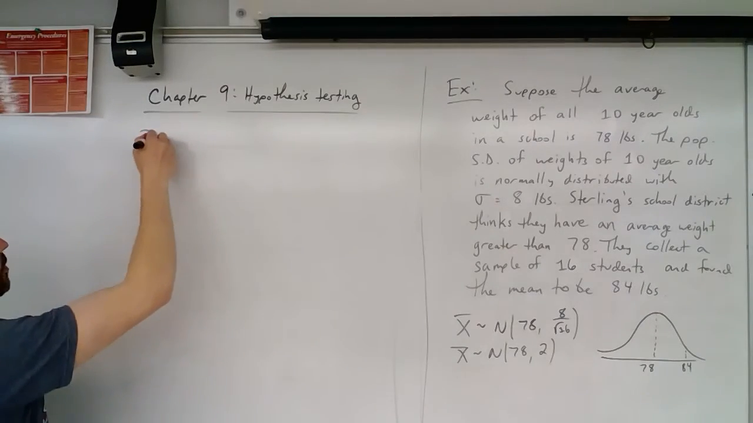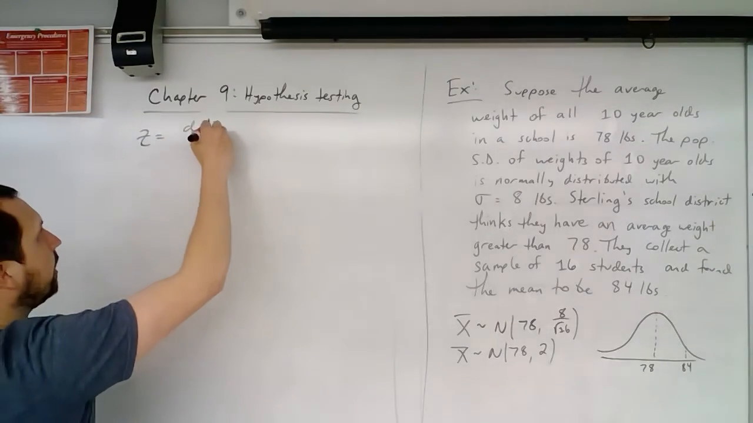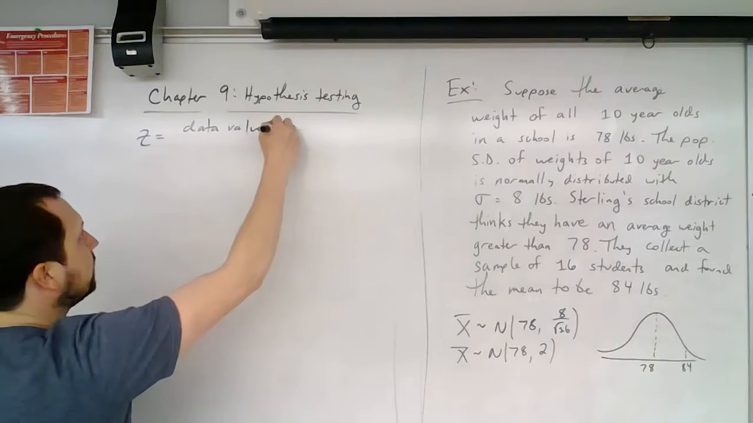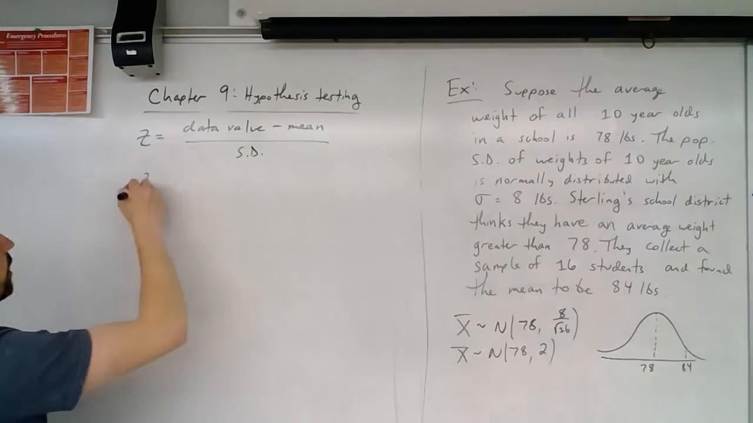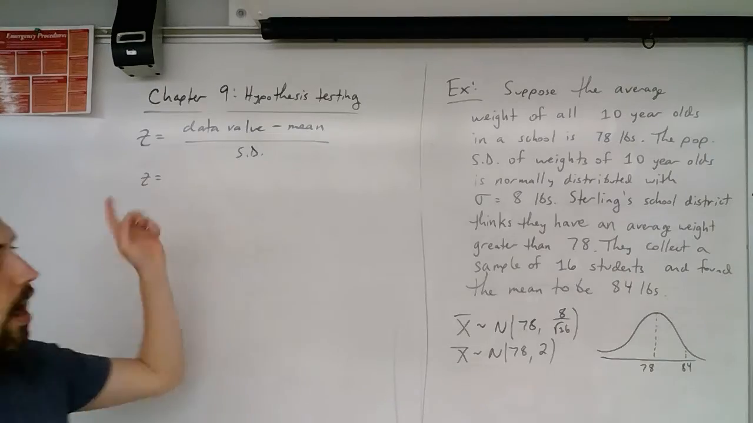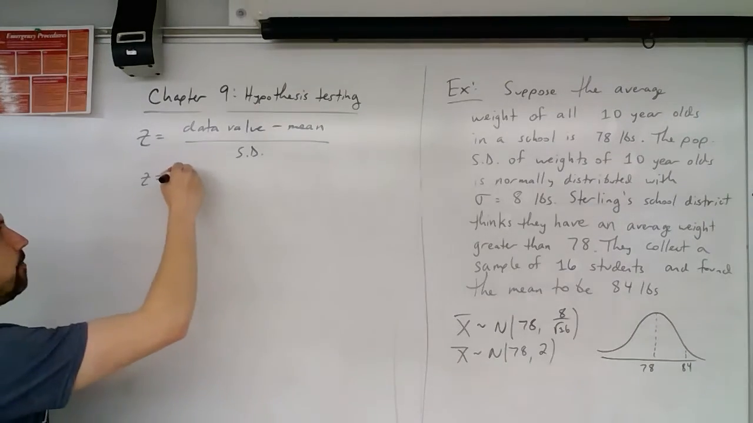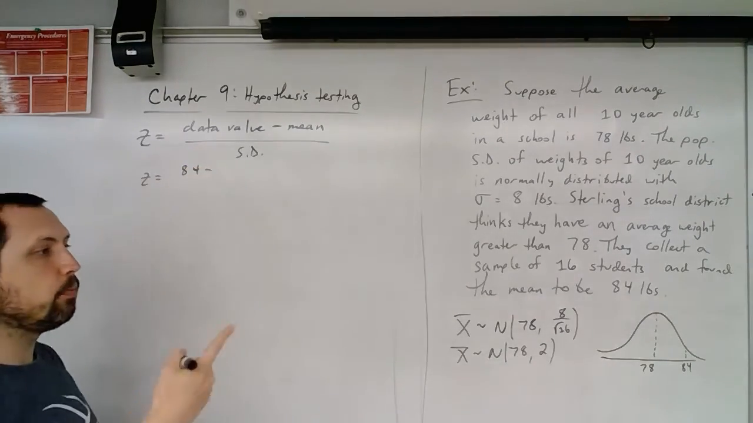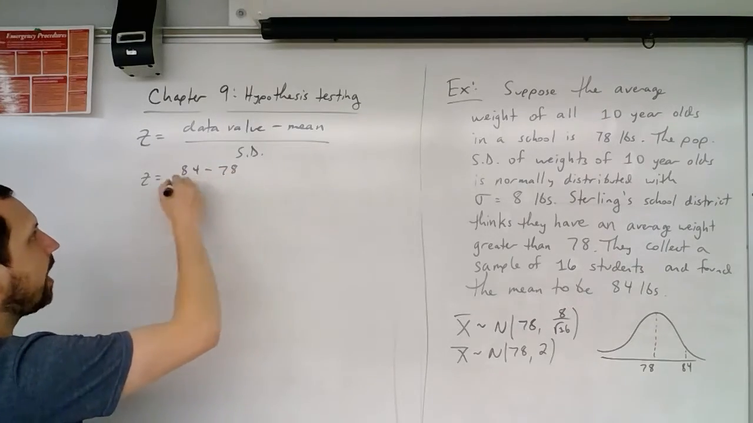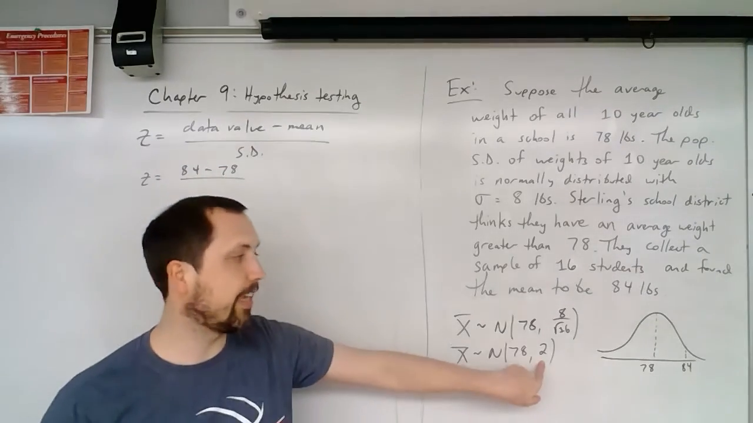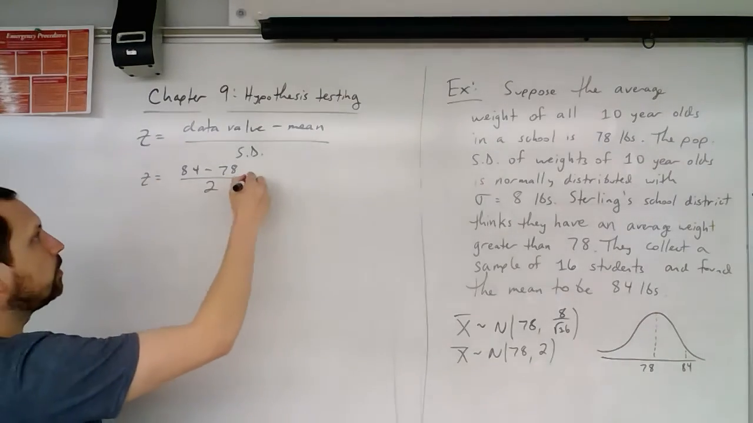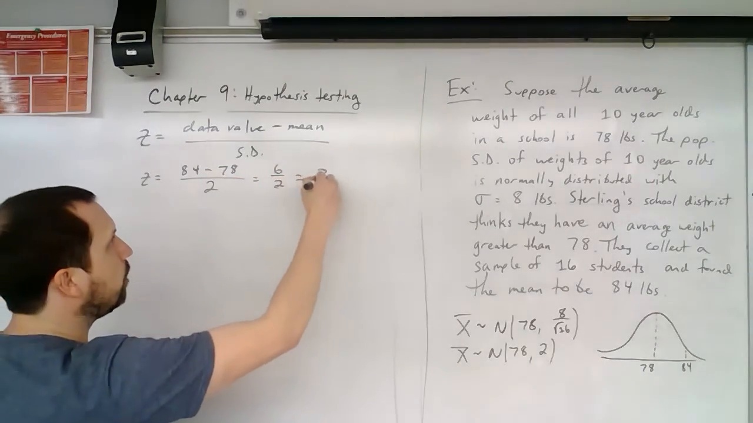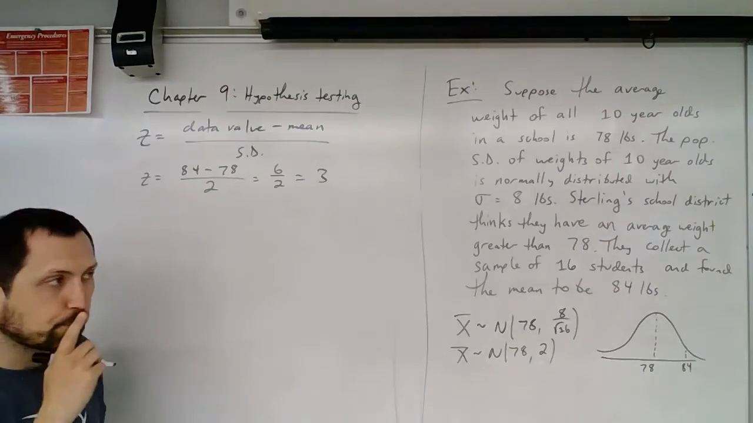So remember, our z-score is always the data value minus the mean divided by the standard deviation. So for our z-score, the data value we have is 84. The mean we have is 78. And our standard deviation in this case is 2. Remember, we're using the central limit theorem, so we divide this by 2. So I get 6 divided by 2, which is equal to 3.